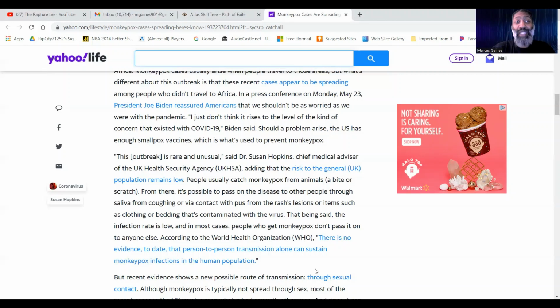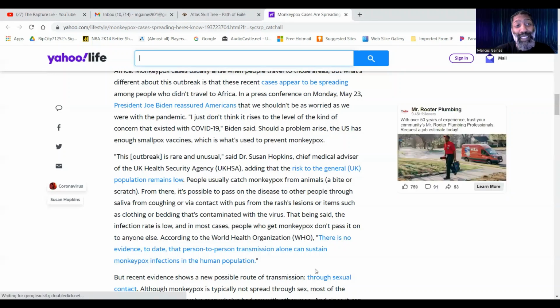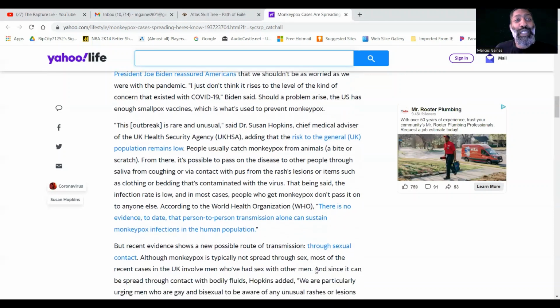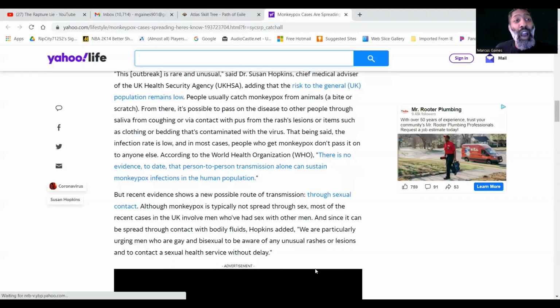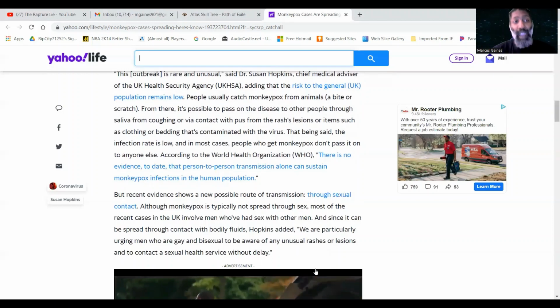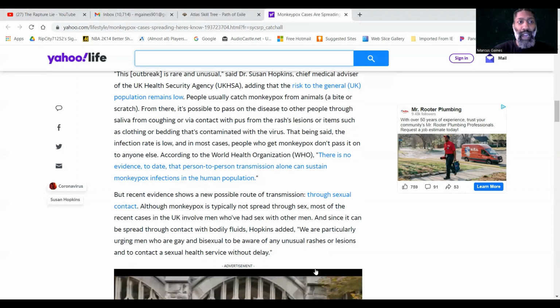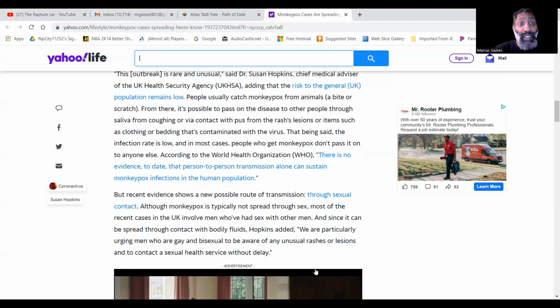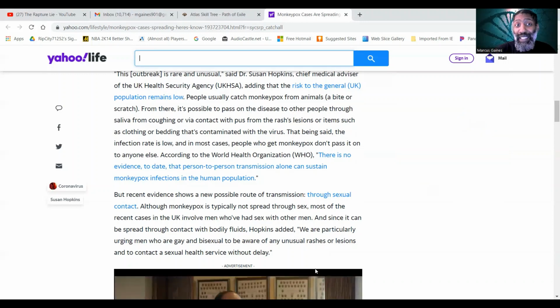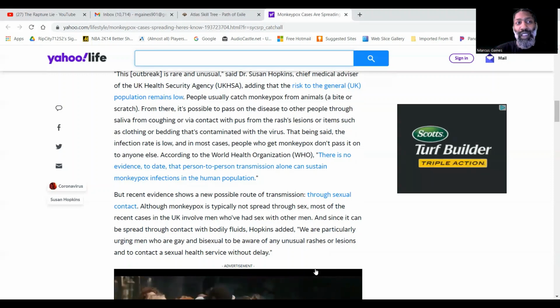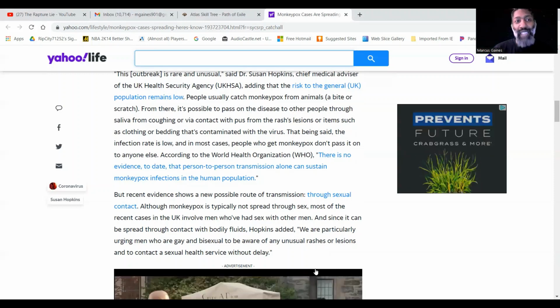"This outbreak is rare and unusual," said Dr. Susan Hopkins, Chief Medical Advisor of the UK Health Security Agency, adding that the risk to the general United Kingdom population remains low. People usually catch monkeypox from animals, a bite or scratch. From there, it's possible to pass on the disease to other people through saliva from coughing or via contact with pus from the rashes, lesions, or items such as clothing or bedding that's contaminated with the virus.